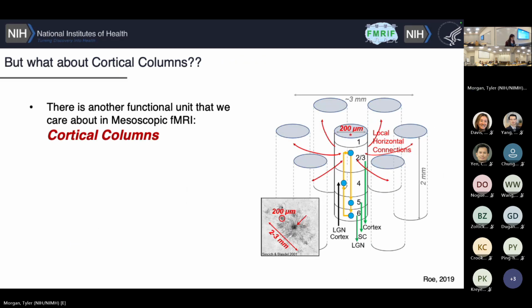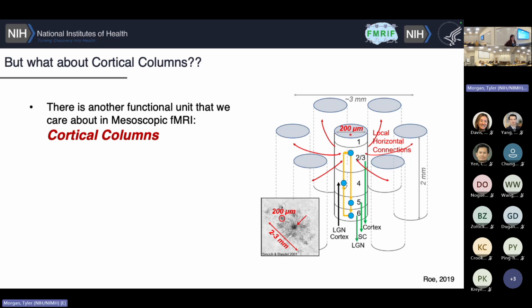Okay. So what are cortical columns then? Well, like I said at the beginning, this is kind of the other functional unit that we really care about in mesoscopic fMRI. And basically the cortex itself is kind of divvied up into these little tiny patches. And those little tiny patches, again, talk to one another through feed forward information, lateral connections, as well as through feedback information. And they're small.